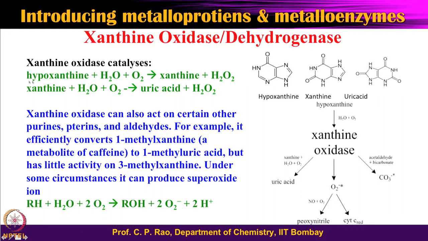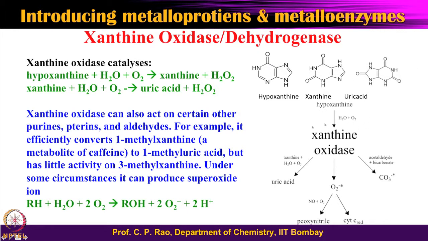Xanthine oxidase catalyzes hypoxanthine to xanthine. You see that? Hypoxanthine to xanthine, there is no C=O here, the C=O has come. And then it can do one more reaction also, xanthine to uric acid. You see the xanthine and the uric acid; uric acid has one more C=O coming here. So from hypoxanthine to xanthine is an oxidation by one oxygen, and xanthine to uric acid is oxidation by one more oxygen, totally two oxygen oxidations from hypoxanthine to uric acid.